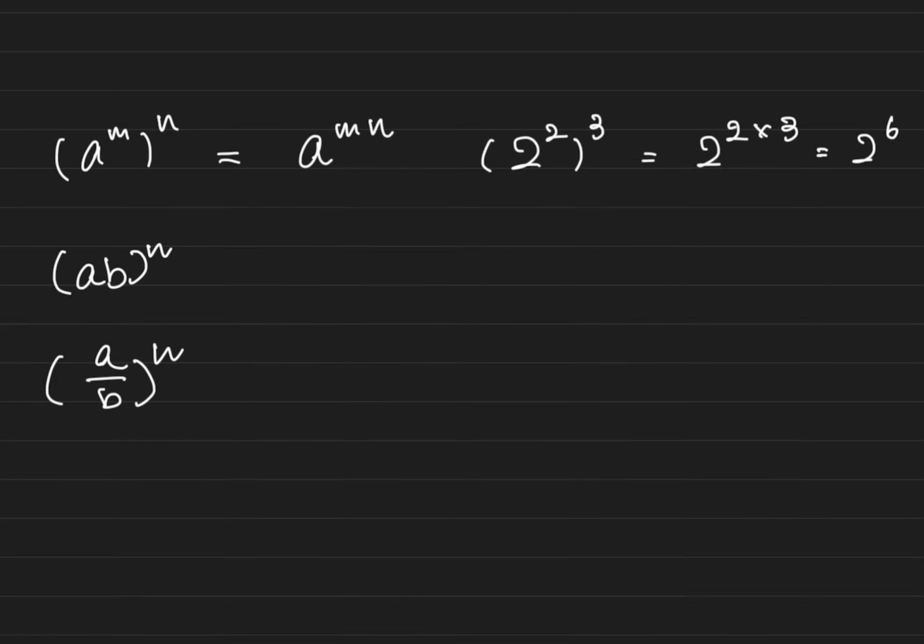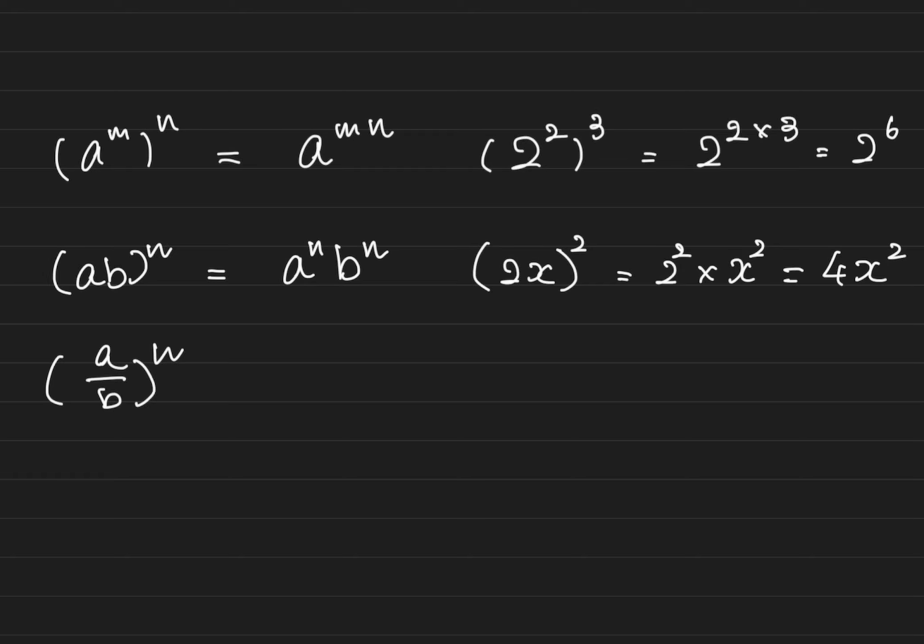Now on to the second one. This means that to raise a product to a power, apply the power to both numbers and multiply. For example, 2x to the power of 2. Since we would apply the power to both numbers in the brackets, the answer would be 4x squared. Now on to the third one.